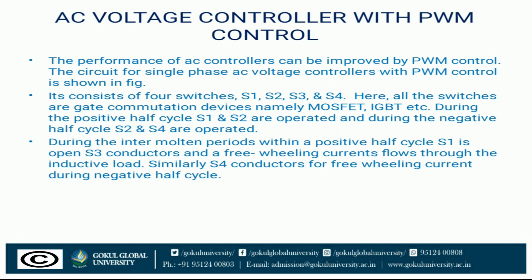It consists of 4 switches, S1, S2, S3 and S4, as we have discussed. Here all the switches are self-commutated devices, namely MOSFET, IGBT, etc. During the positive half cycle, S1 and S2 are operated, and during the negative half cycle, S3 and S4 are operated. During the intermittent periods within a positive half cycle, S1 is open, S3 conducts and freewheeling current flows through the inductive load. Similarly, S4 conducts for freewheeling current during negative half cycles.